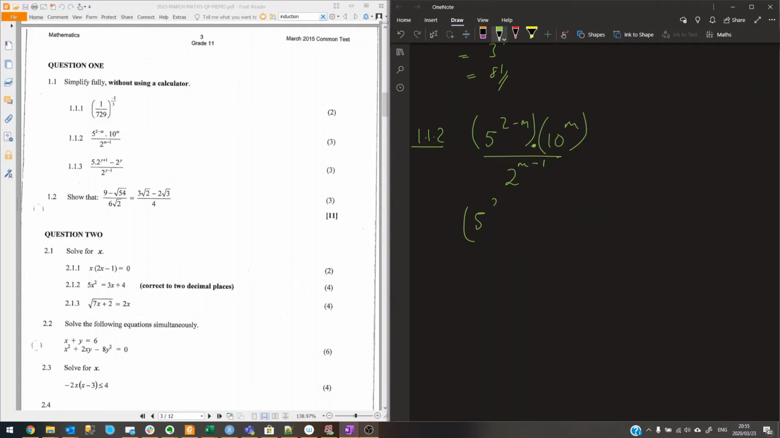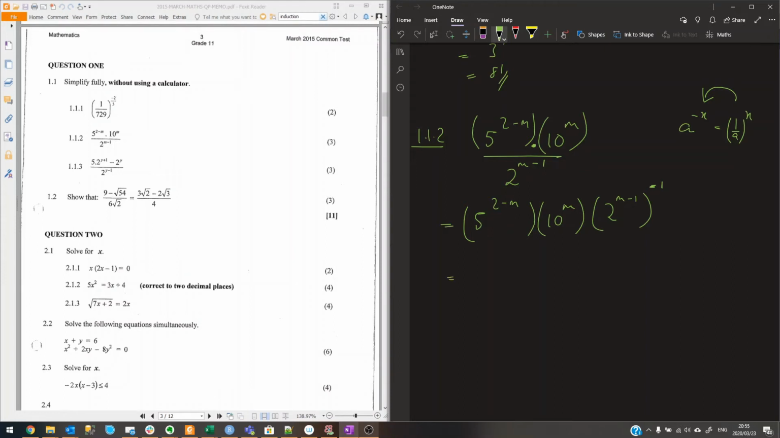So I'm going to write 5 raised to 2 minus m, 10 raised to m. So if a to the minus x is equal to 1 over a, the whole raised to x, you can also do it the other way around. If you don't want this in the denominator, you give it a negative exponent. So instead we'll say 2 to the m minus 1, the whole raised to minus 1. That's the same as having 2 to the m minus 1 in the denominator.